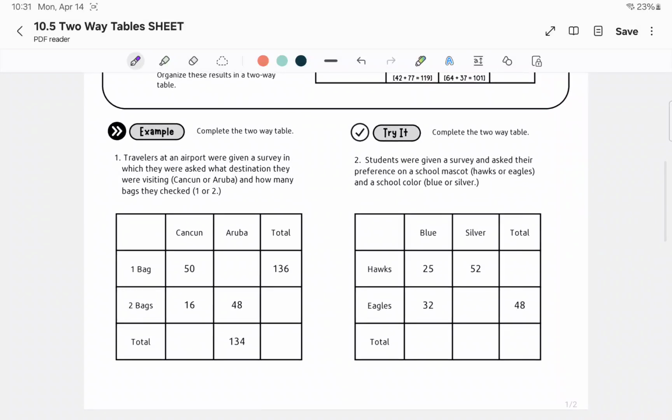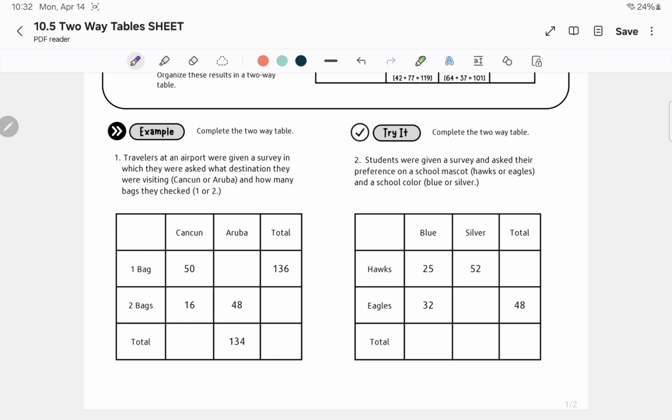It says travelers at an airport were given a survey in which they were asked what destination they're visiting, Cancun or Aruba, and how many bags they checked, 1 or 2. So that's what's happening with a two-way table. There's always two different things, right? This one is the destination and also the number of bags.